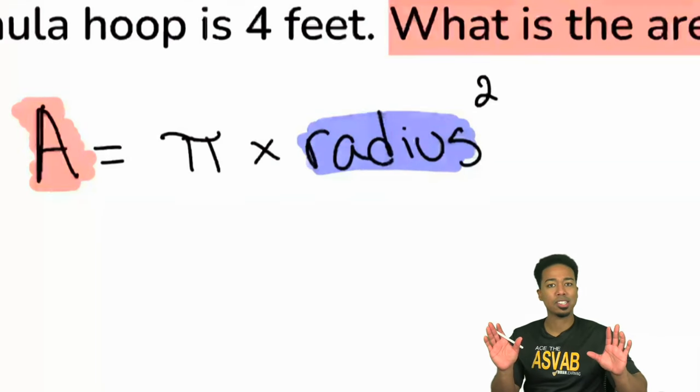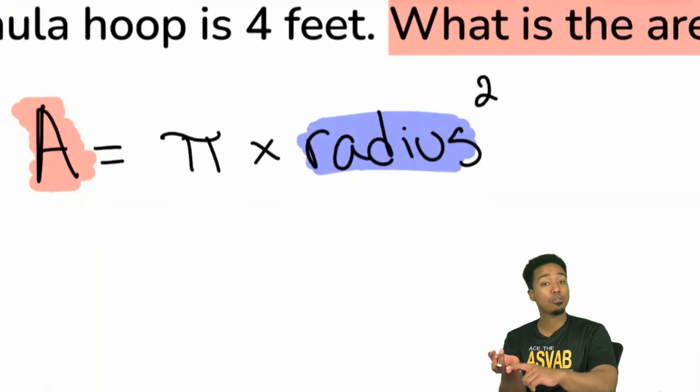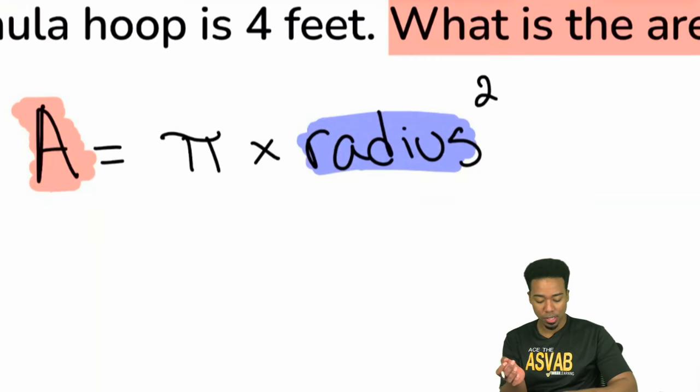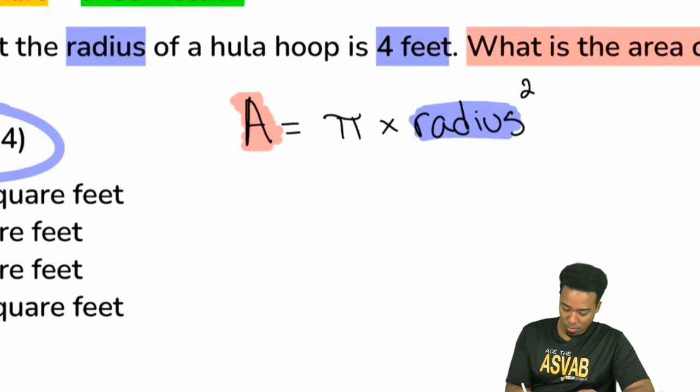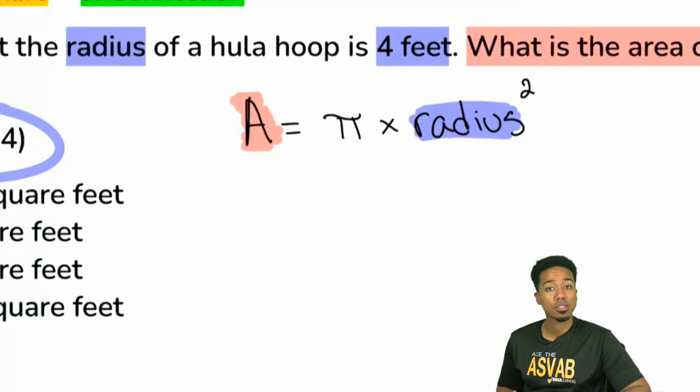Look, just take it nice and easy. I want to find the area. I got my formula. Need to get the radius. The radius right here is 4 feet. Right there. The radius is 4 feet.